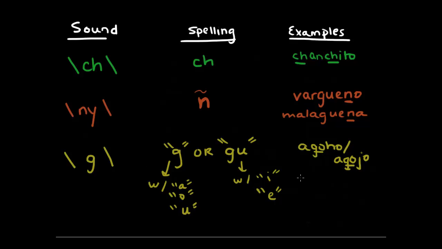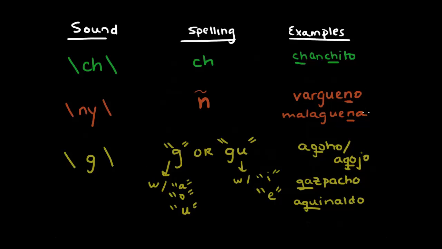Another with an A, gazpacho. Gazpacho has the G-A. Now the G-U is going to be used with I and E. Aguinaldo is an example with G-U-I. Okay, you couldn't just use the G, it'd be aguinaldo, so you need the G-U because there's an I sound after, aguinaldo, and the G-U-E, lots of words with that.